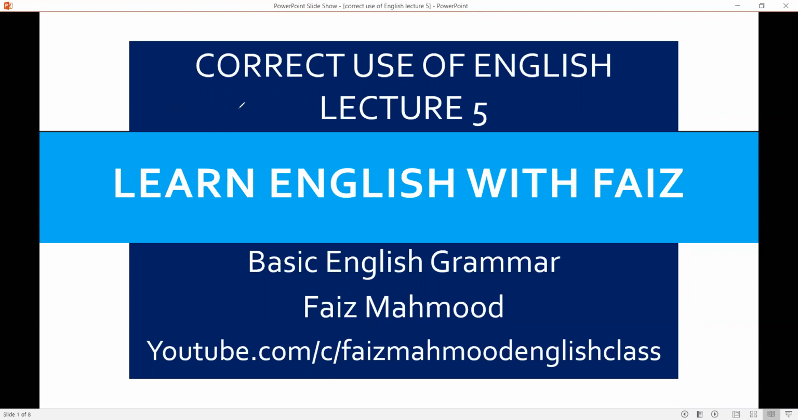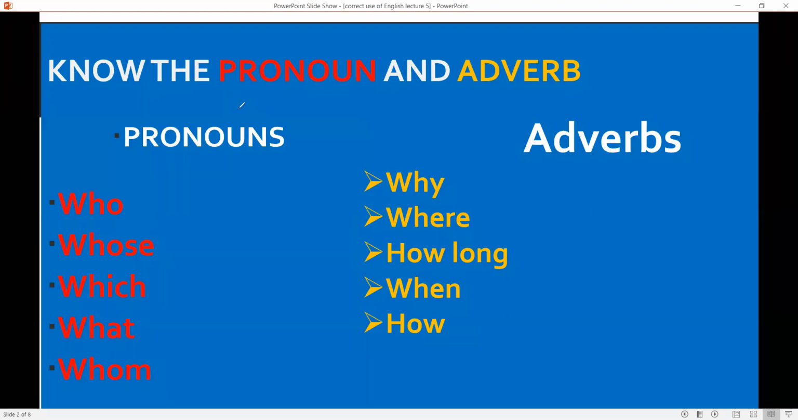This is lecture 5. Today we will learn the difference between pronouns and adverbs. We will know which one is pronoun and which one is adverb. If we comprehend these two words, pronouns and adverbs, and know which one is pronoun and which one is adverb, we will be able to write correctly and speak accurately in our sentences. We may use them accurately.